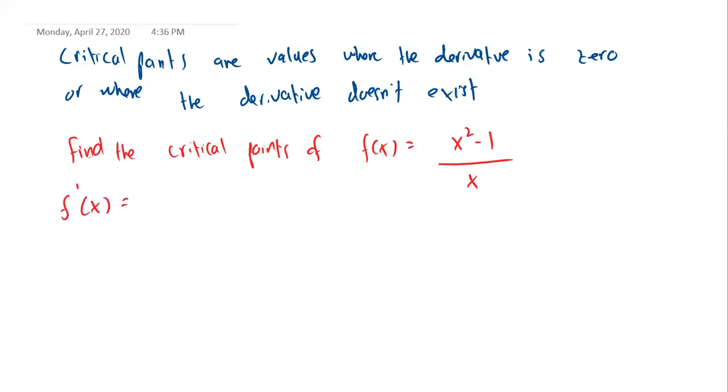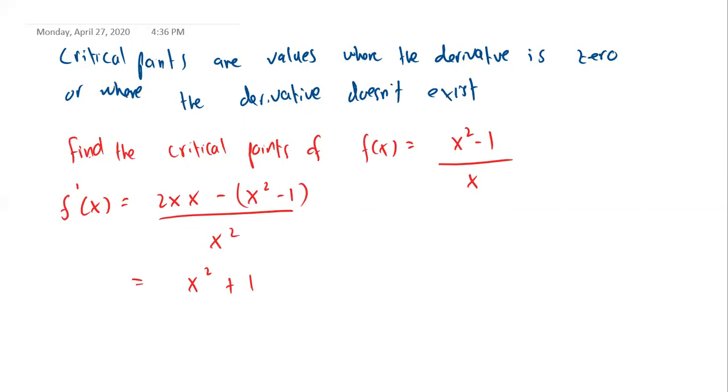So we can use the quotient rule. Take the derivative of the top, that's 2x, times the bottom, minus the derivative of the bottom, which is 1, times the top. Okay, so that's the top part, and then you square the bottom. Now we can simplify this, get 2x squared minus x squared minus minus 1. So 2x squared minus x squared, that's just 1x squared, minus minus 1 is plus 1.